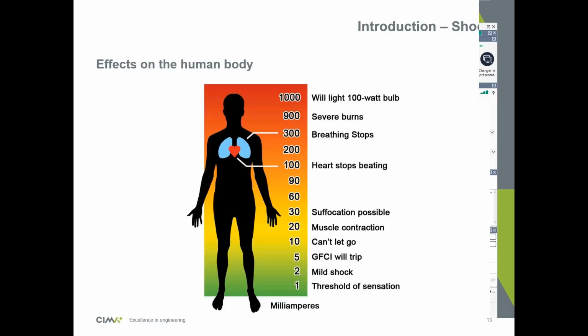shock ampacity. So it starts at 1 milliamp, which is the threshold of sensation. Then at 10 milliamps, you can't let go, so your muscles start to contract. At 100 milliamps, your heart stops beating. At 300, your breathing stops, and you can develop severe burns at around 900 milliamps.